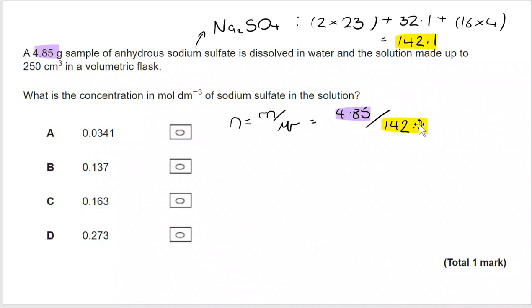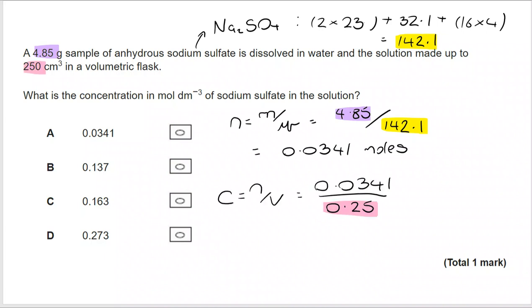And once we've got our m and our Mr and we do the division, we find that we've got 0.0341 moles of sodium sulfate. But we're not finished yet, because that number of moles was dissolved in 250 centimetre cubed of water. So if we want concentration, we need to do moles divided by volume. You'll see here my 250 cm³ has been converted into dm³. I've divided by 1,000 because my concentration is in moles per decimetre cubed. That takes me to 0.137 mol dm⁻³. Correct answer is B.